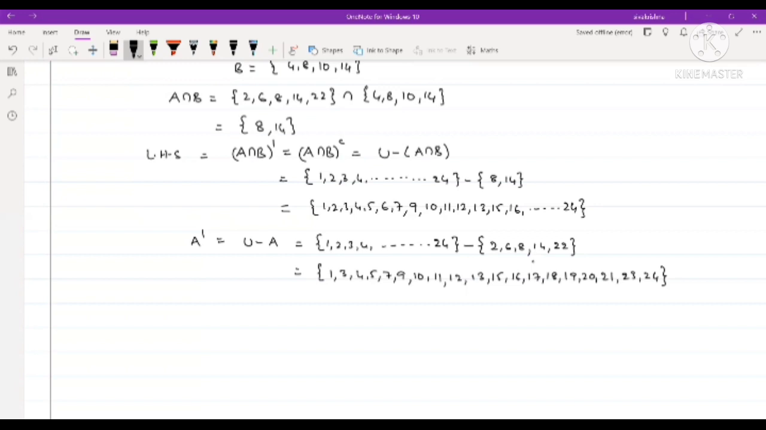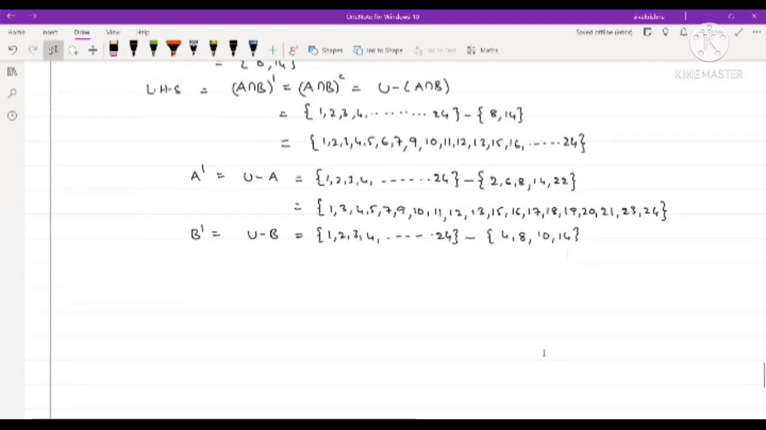Okay, so coming to B dash, this is equal to U minus B. So once again we have to write U: 1, 2, 3, 4 and so on up to 24, minus the set B, which is 4, 8, 10, 14. Now coming to the set U minus B, we have to write the elements in U except the elements in B. So we write all the elements of U, but we neglect the elements of B.